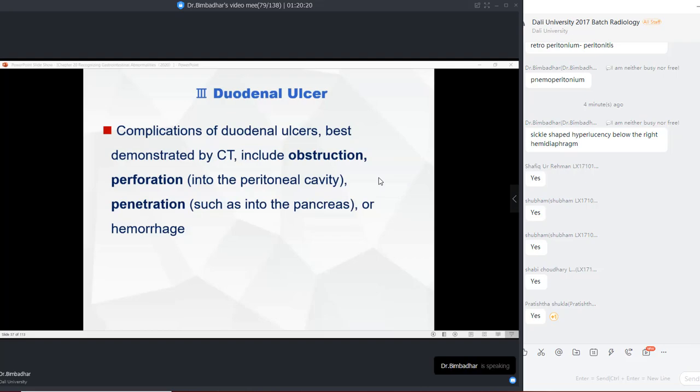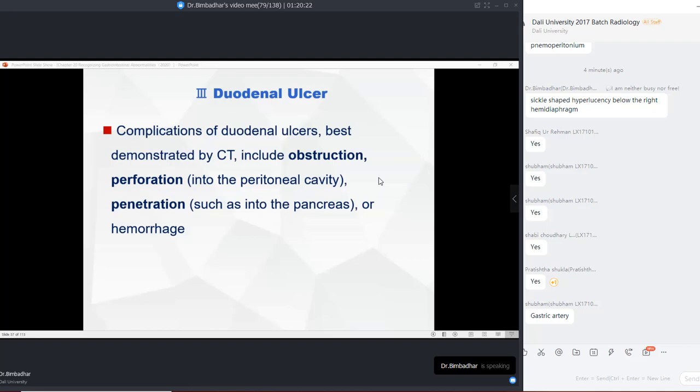Remember, it is not the gastric artery. Is there something called a gastric artery? You can call them small gastric arteries, or you can also call them gastroepiploic arteries, right? Small gastric arteries and epiploic arteries.